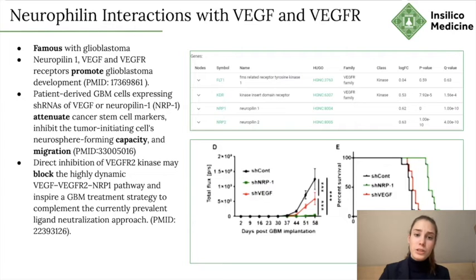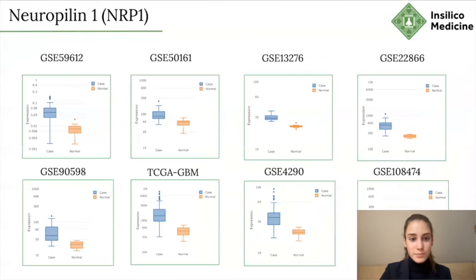And I want to draw your attention to the fact that bevacizumab, a drug used against glioblastoma, is used to target the VEGF pathway. We found, however, some investigations that showed inhibiting NRP1 yielded better results than inhibiting VEGF, so maybe this could be another direction to look into in order to find better therapeutic agents.